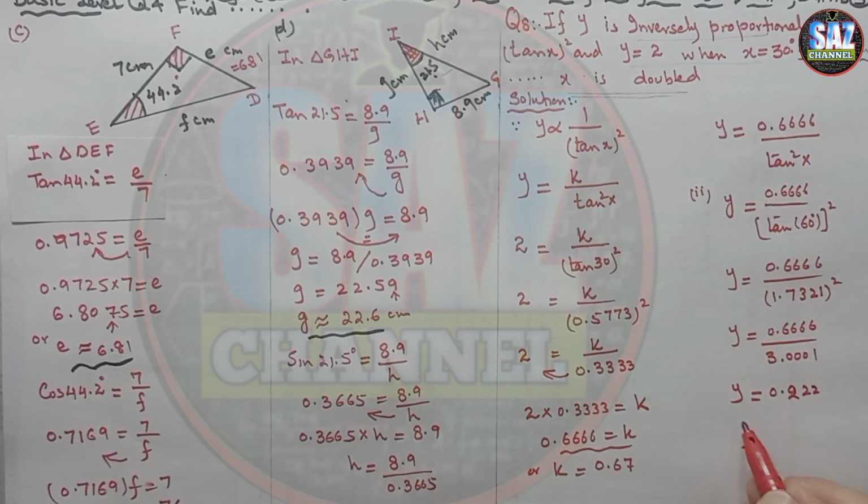0.2222. As I have to give my answer to three significant figures, the next digit is 2, so the value of y will be 0.222. And let me check what comes in fraction for this number, that is approximately equal to 2/9. Okay, I hope you are clear about today's lesson.